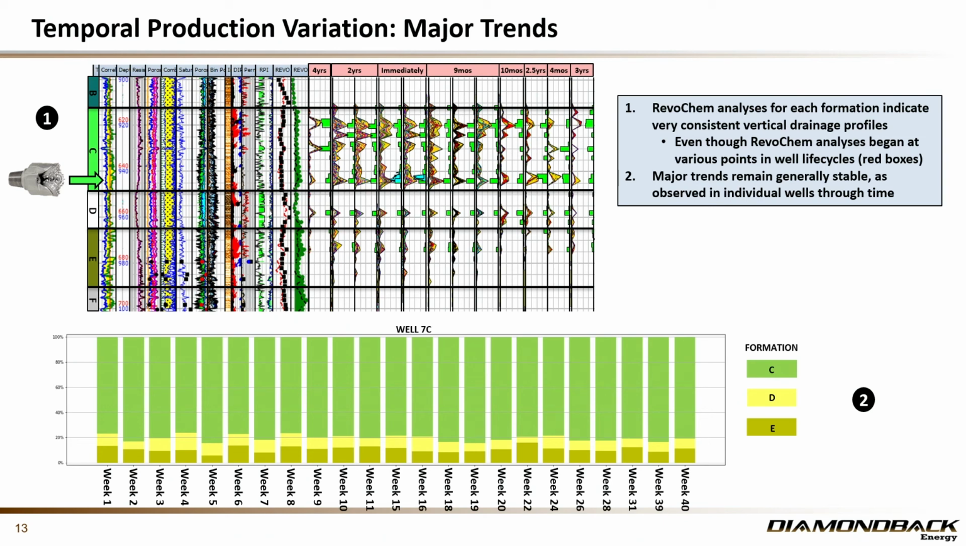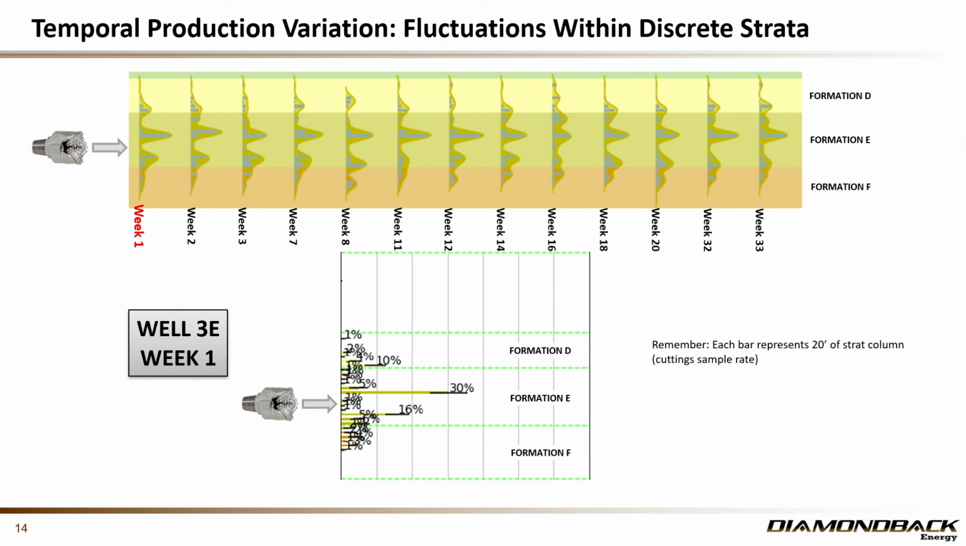And then the bottom image here is provided by RevoChem. This is a single well analysis, so we took samples at these timestamps, and so the image here is showing you the percentage of contribution from each formation at each timestamp. However, we do see fluctuations within discrete strata temporally.